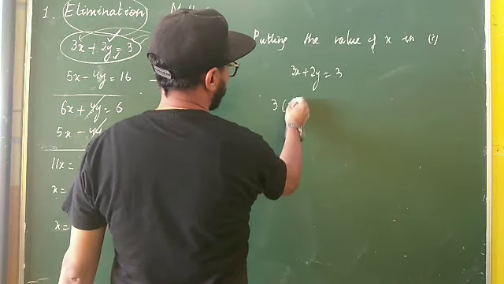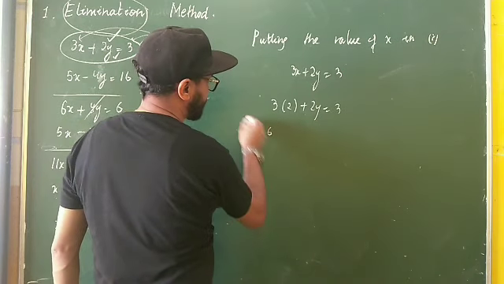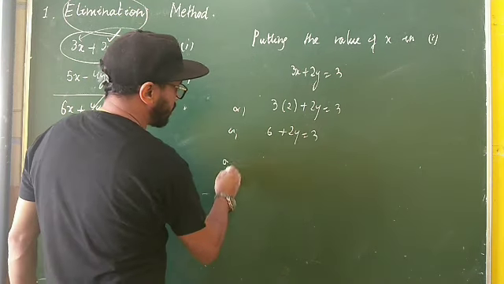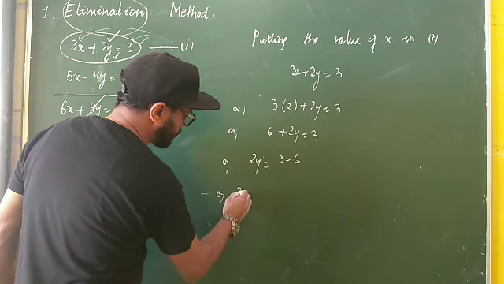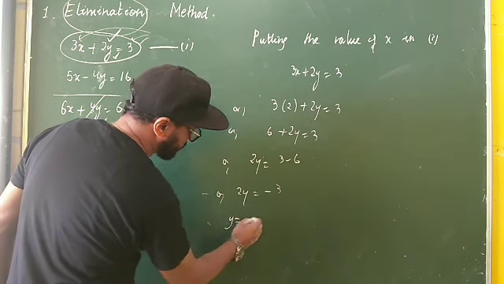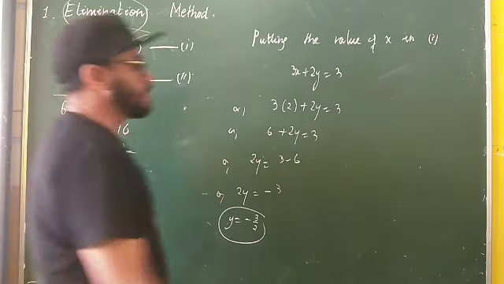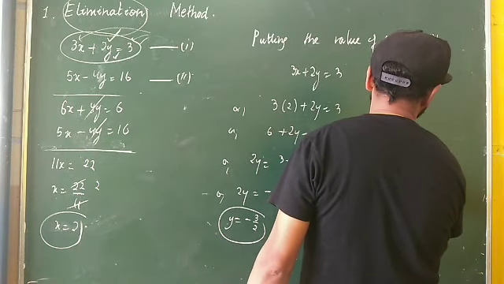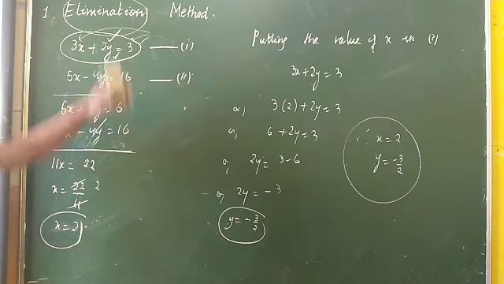Now the value of x is 2, so 3 times 2 plus 2y is equals to 3. Now 6 plus 2y is equals to 3, or 2y is equals to 3 minus 6, or 2y is equals to minus 3. So y is equals to minus 3 by 2. So we got both the values x and y. So therefore x is equals to 2 and y is equals to minus 3 by 2. So this is how we find the value of the variables by using the elimination method.